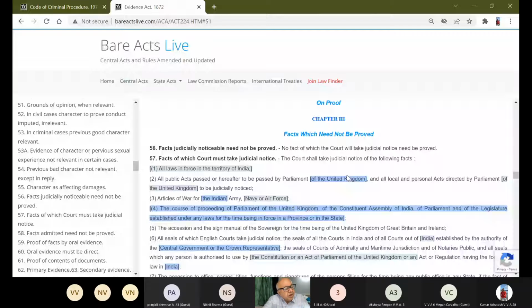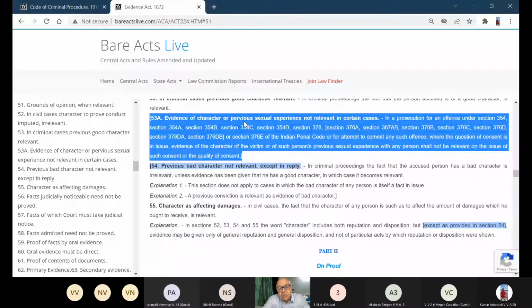56 पे आ जाएंगे अभी part 2. What you learned so far is part 1, which included the fact in issue and relevancy of facts. Now it is proof. Court wants proof. How the evidence which is sought to be led is to be proved. Isn't it? The very, very important chapter.